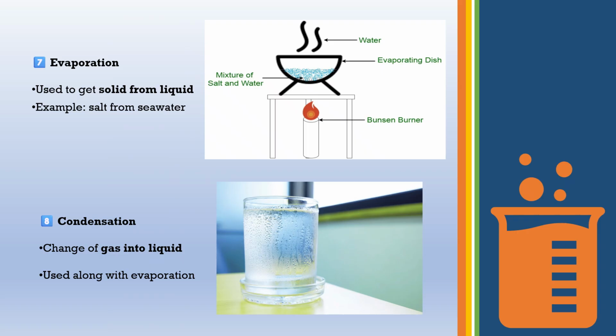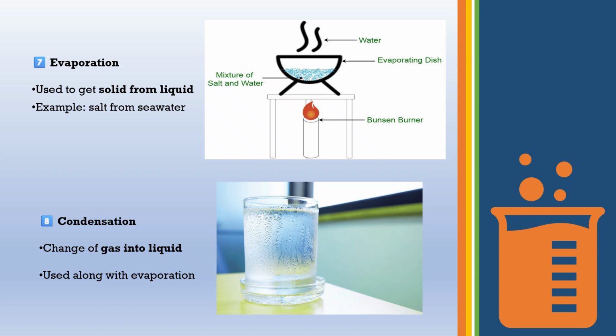Now seventh one is evaporation. Now let us learn about evaporation. Evaporation is used to get a solid from a liquid. For example, salt is obtained from seawater by the evaporation process. In this process, the mixture of salt and water is taken in an evaporating dish. When the dish is heated, water changes into water vapor and escapes into the air. The solid salt is left behind in the dish.